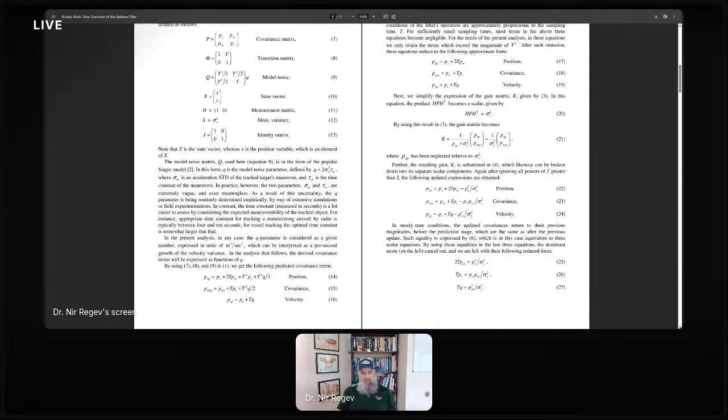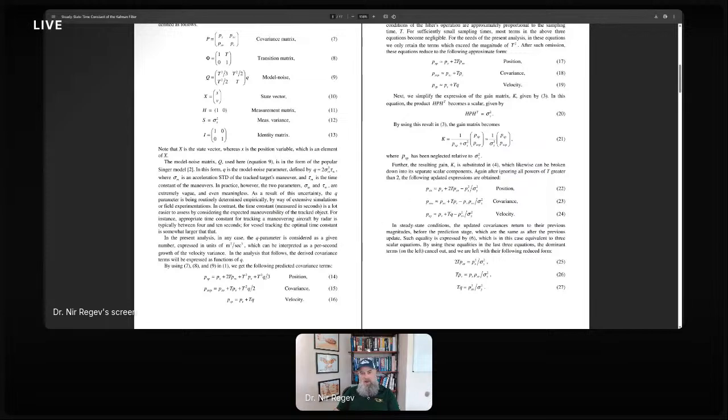And he's stating what is the Q. The tau m, these are two parameters that are vague. Okay, tau m is the time constant of the maneuver. If I recall from the Singer paper, let's see here. Yes, it's the Q. And he writes what we all know from Kalman filter theory, or Kalman filter in practice, should I say: as a result of this uncertainty, the Q parameter is being routinely determined empirically by way of extensive simulation or field experimentations, and that's true. The matrix Q is quote unquote voodoo in our field, right?